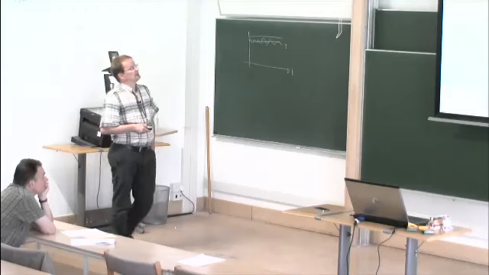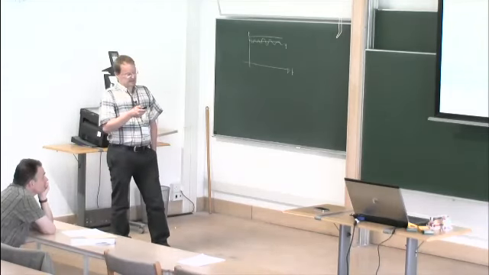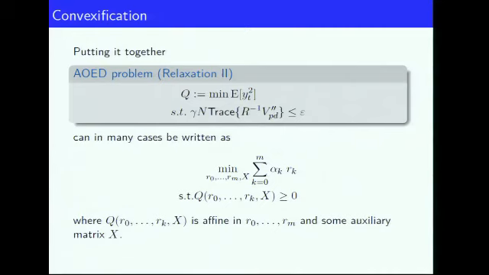So if we put everything together, we have that this relaxation 2 can be written in this form. A cost that is linear in our decision variables, and then a matrix inequality, where the matrix is affine in my decision variables, the covariance functions, and some new matrix X, which is symmetric but completely free. And this is a semi-definite program. So it's a convex problem, so we can solve it using off-the-shelf software. Exactly, well, within whatever accuracy we want. And this can be done for the other relaxations as well.